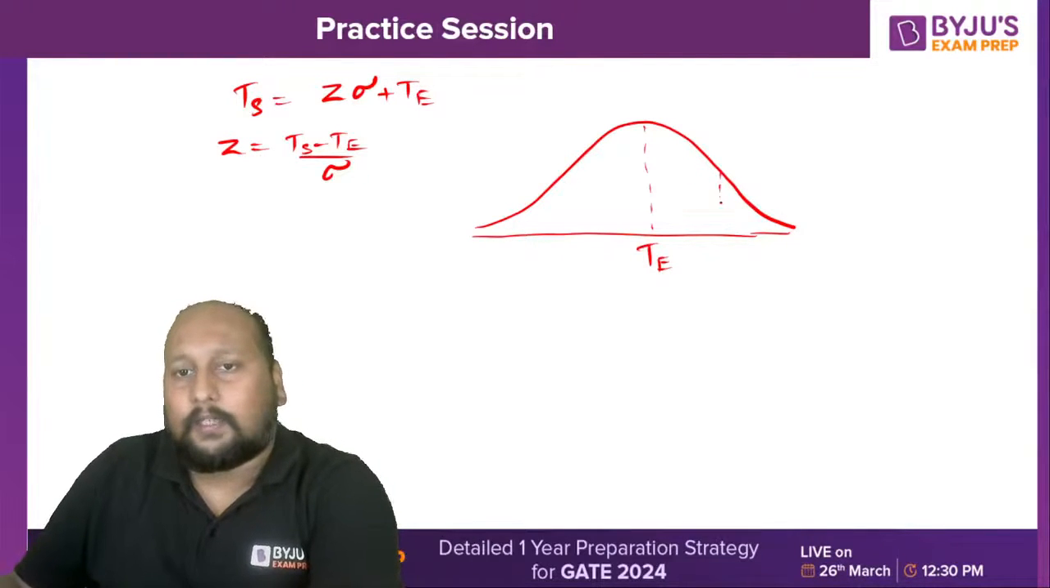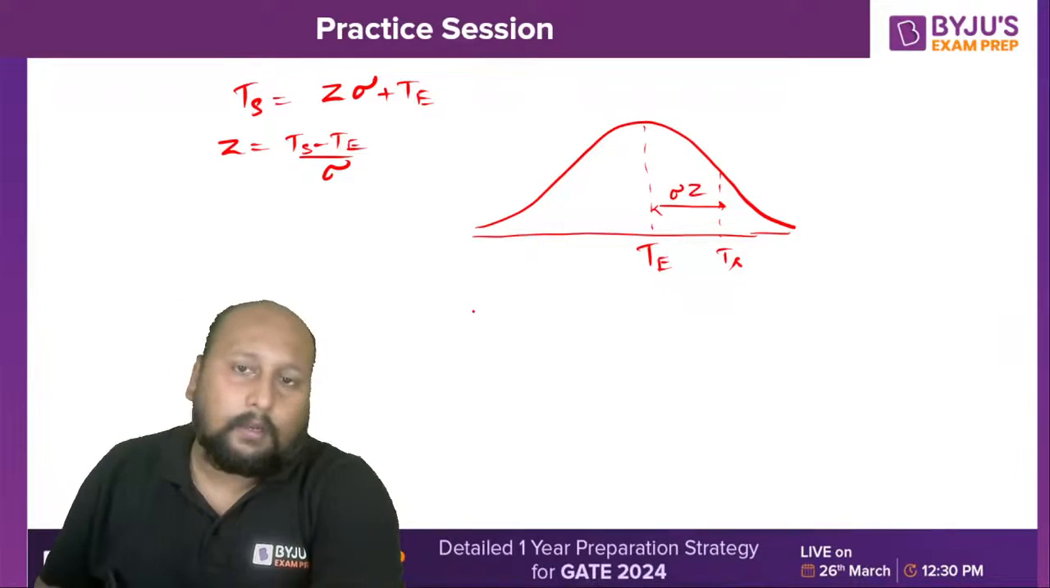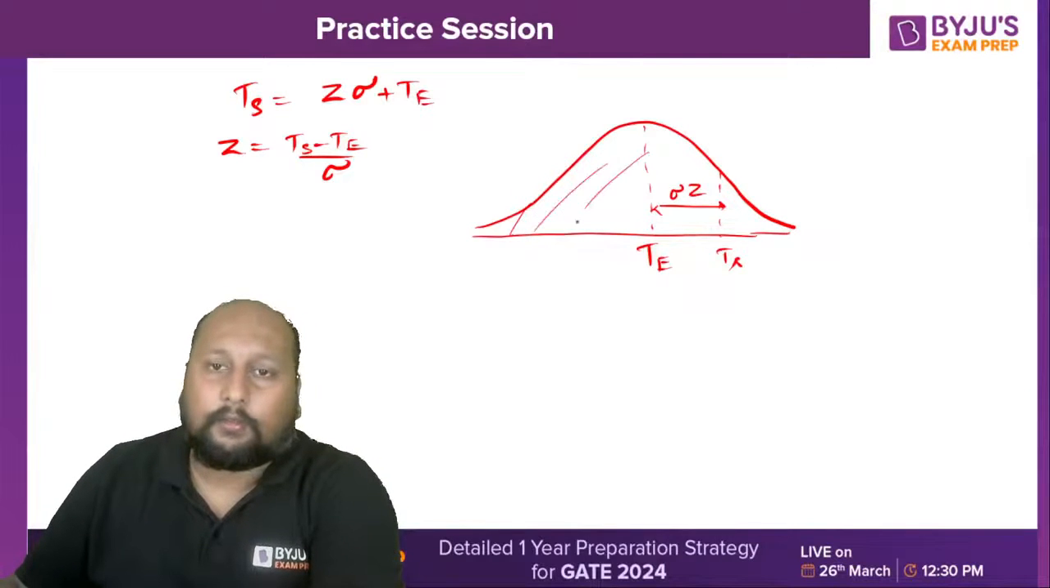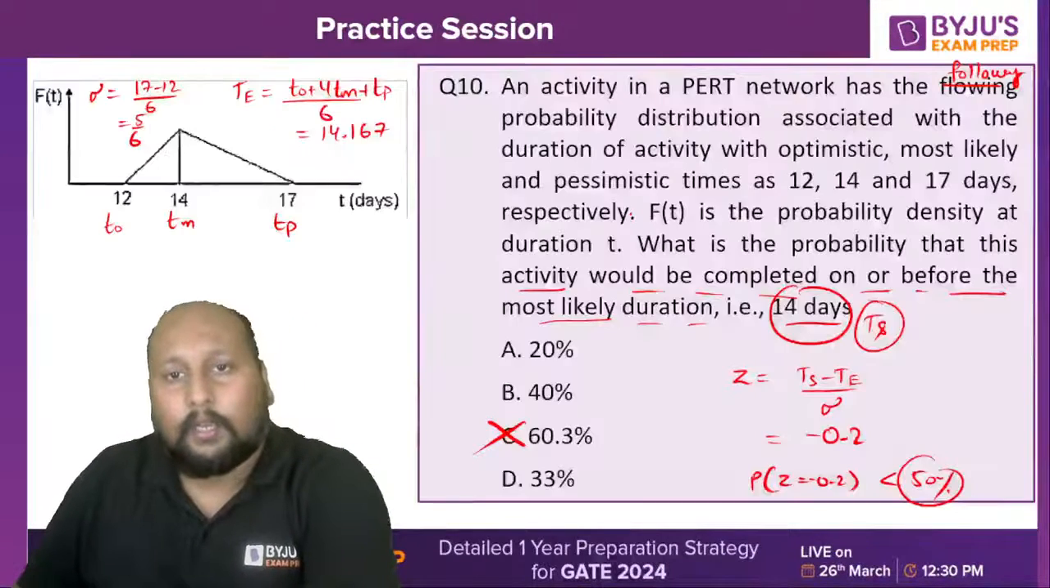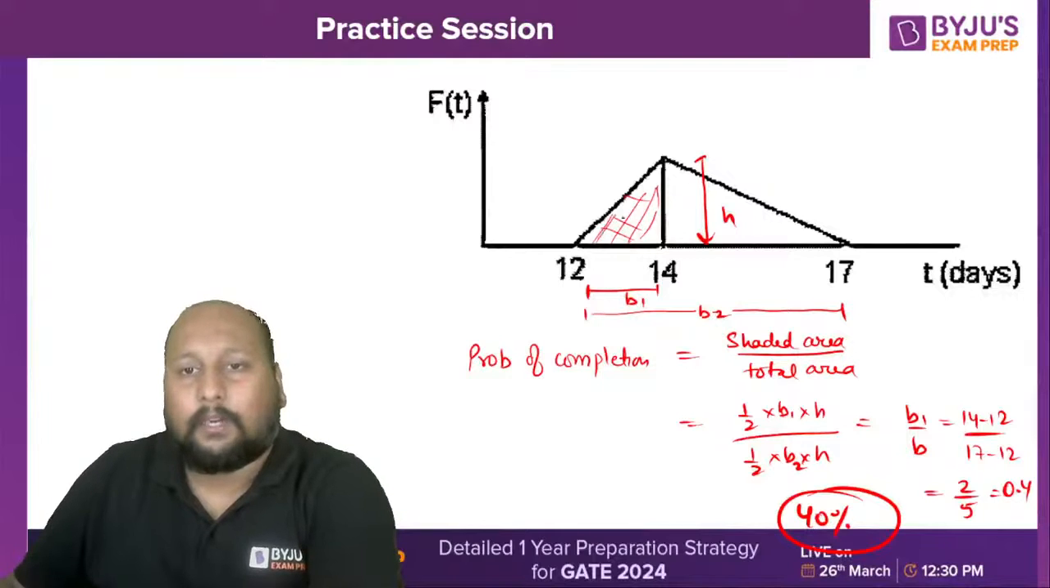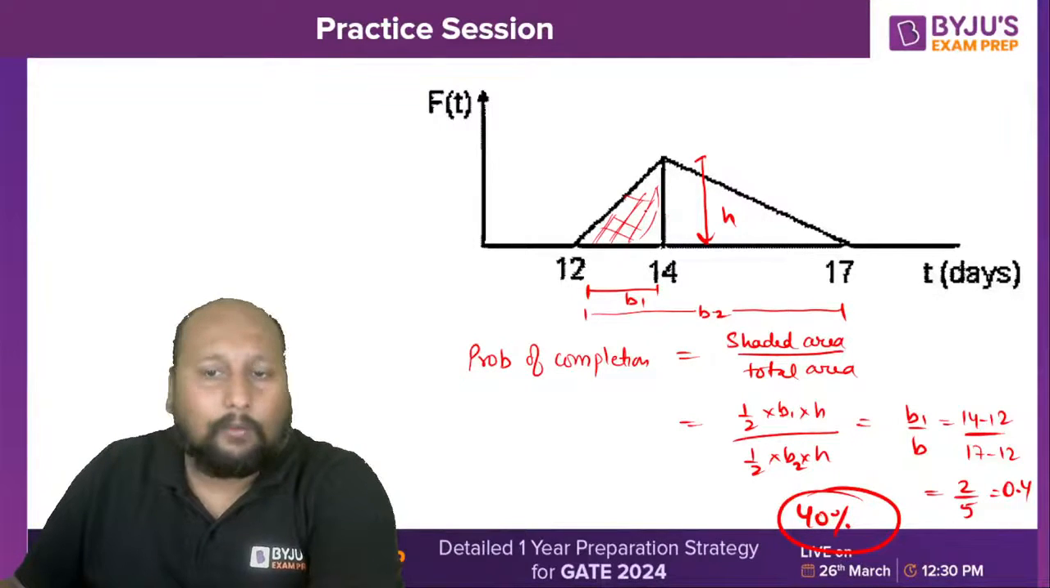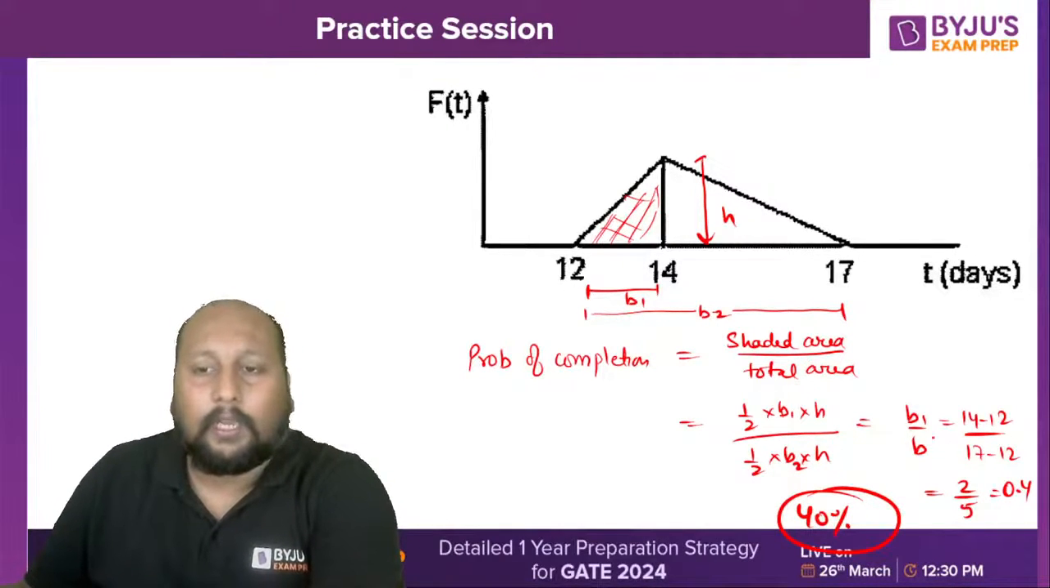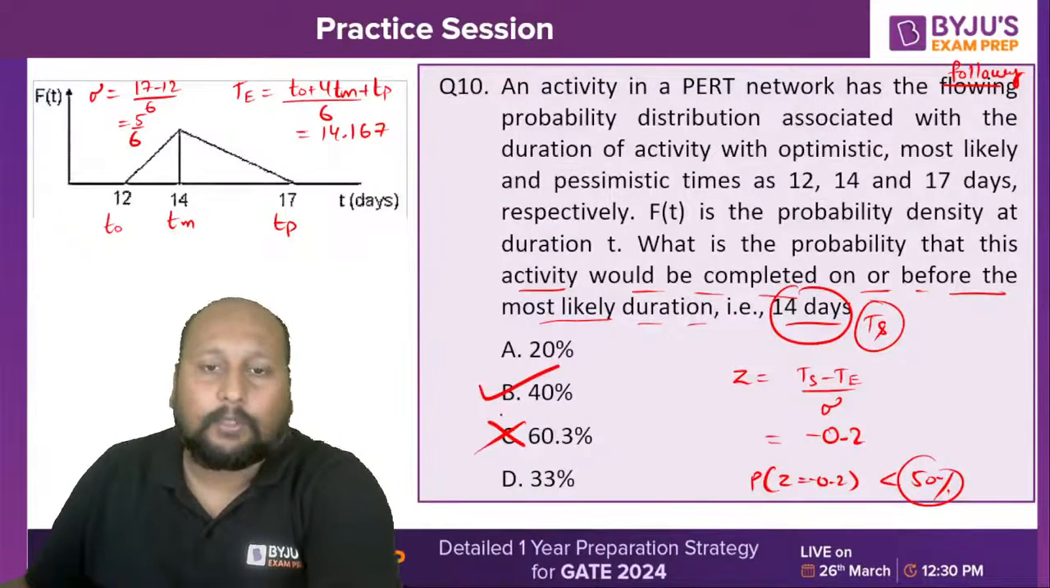So if I say this is your TS, this is your sigma into Z. This would be the shaded portion. So here we are talking about this as the shaded portion. It is very easy to calculate this area: shaded area divided by the total area. From here I'm getting this as 40%. The option B is the correct answer.